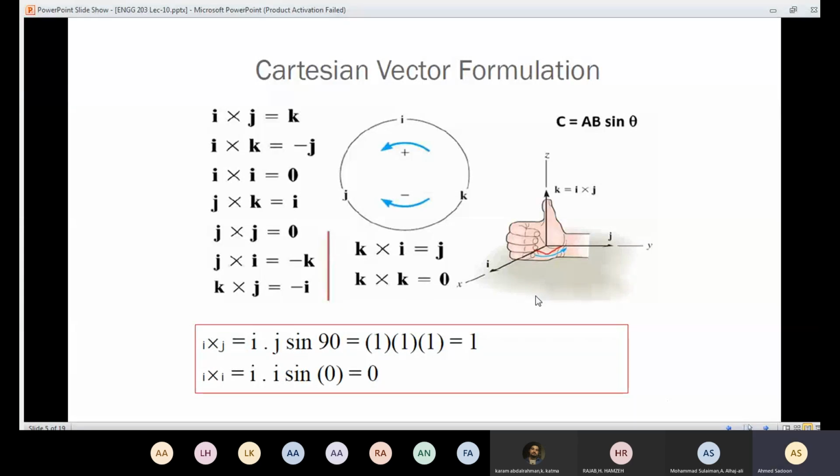So now we have a good background about the cross product, and that is going to help us in order to deal with the moment of a force in the vector form.